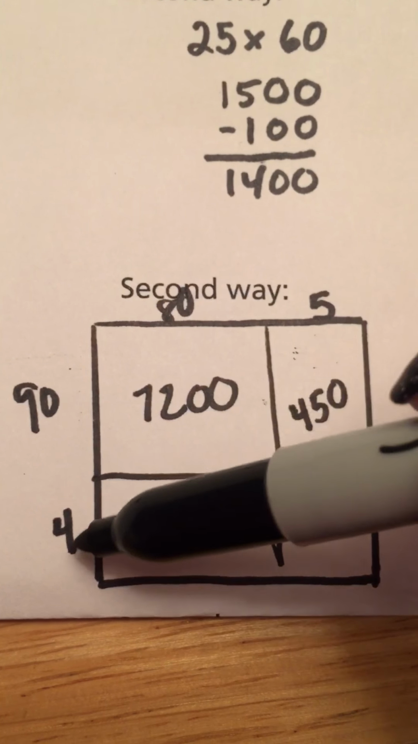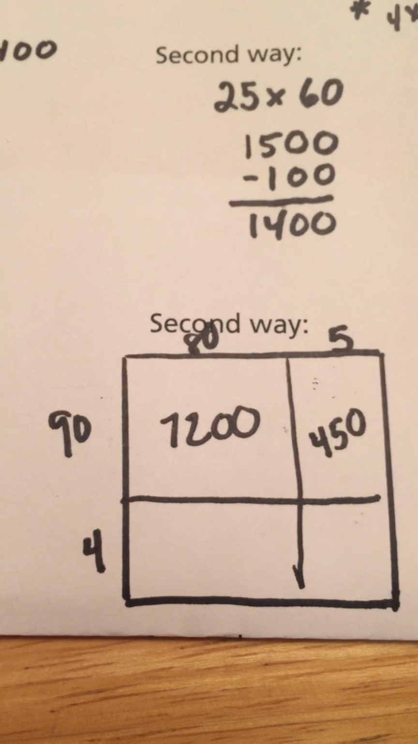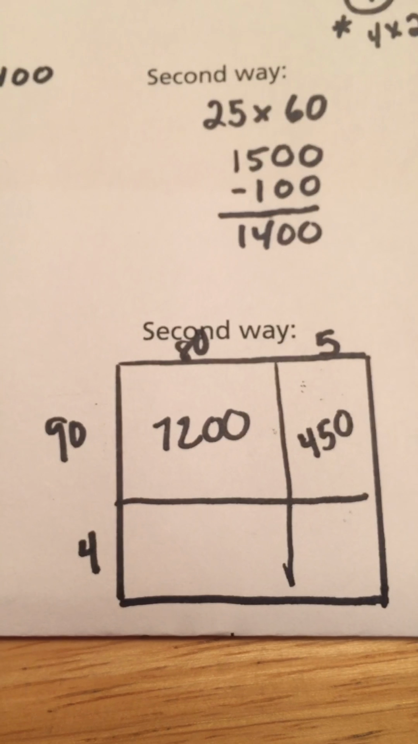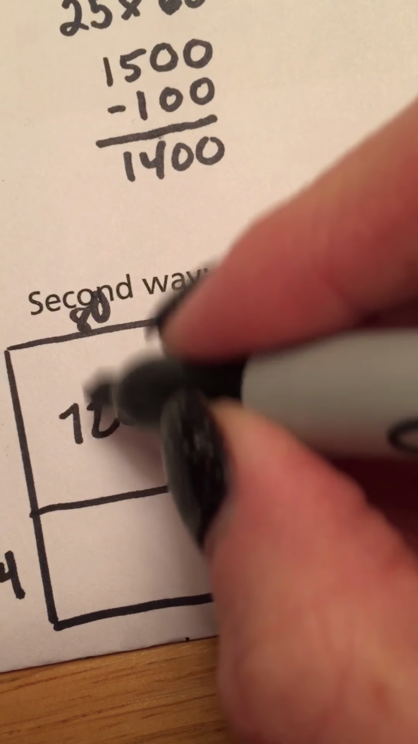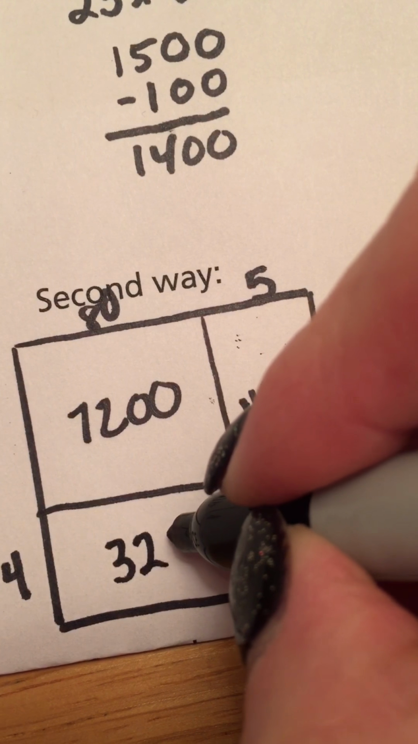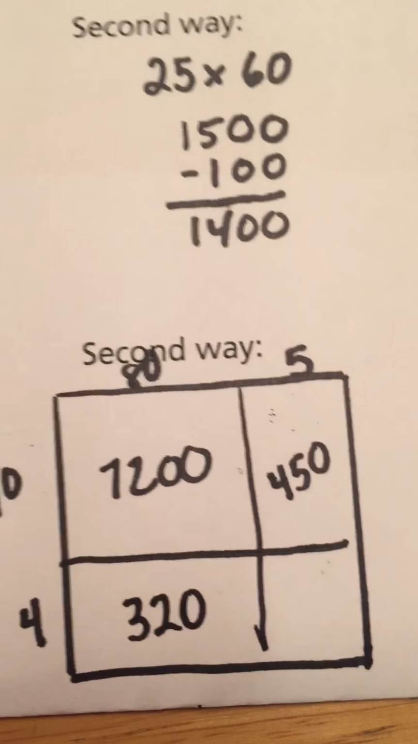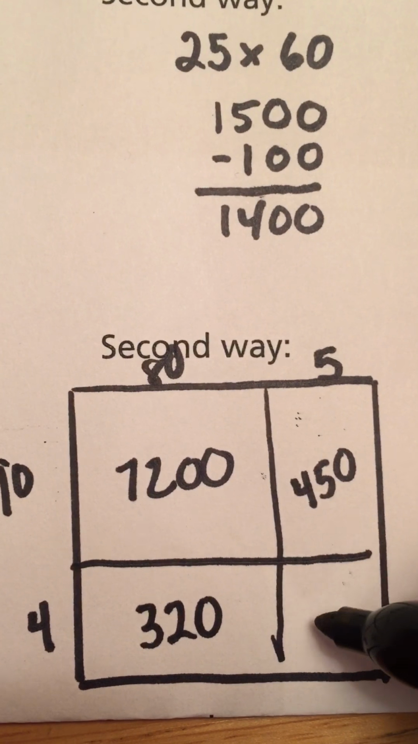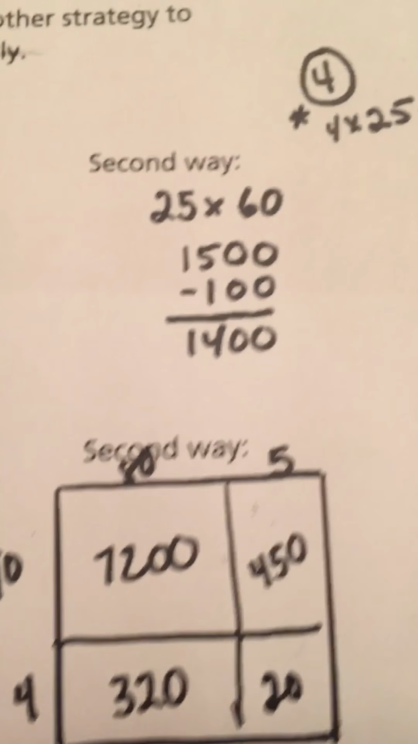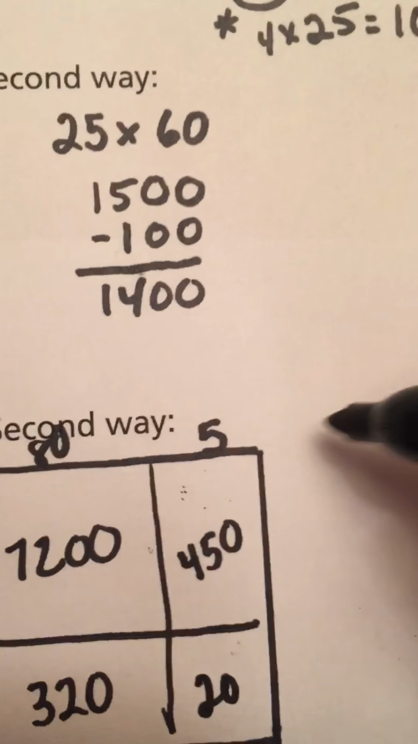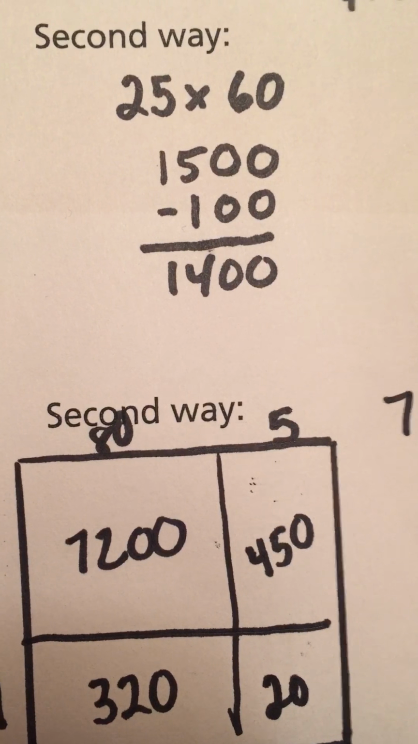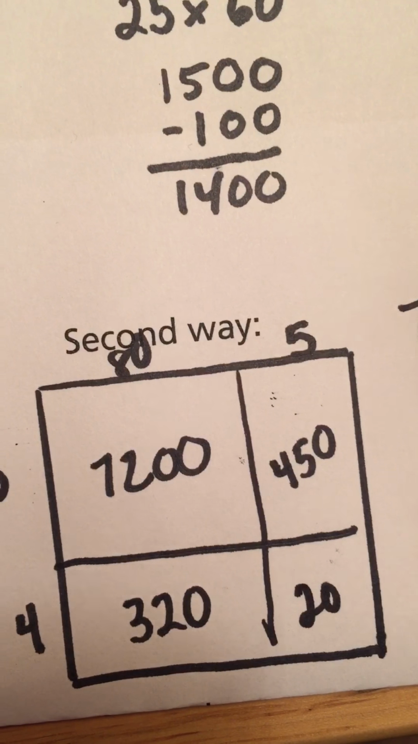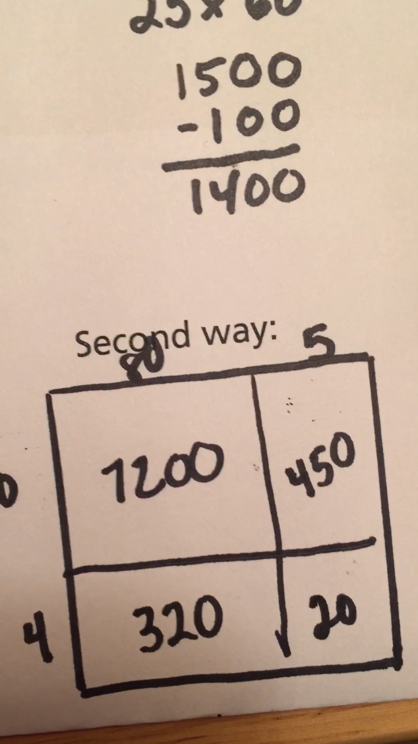Now I'm going to multiply 80 times 4, which is 8 times 4 I know is 32. I'm going to add in the 0. And I know 5 times 4 is 20. Look right? Now I'm going to take all those numbers and I'm going to add them up over here. So I have 7,200. I have 450. I have 320. And I have 20.